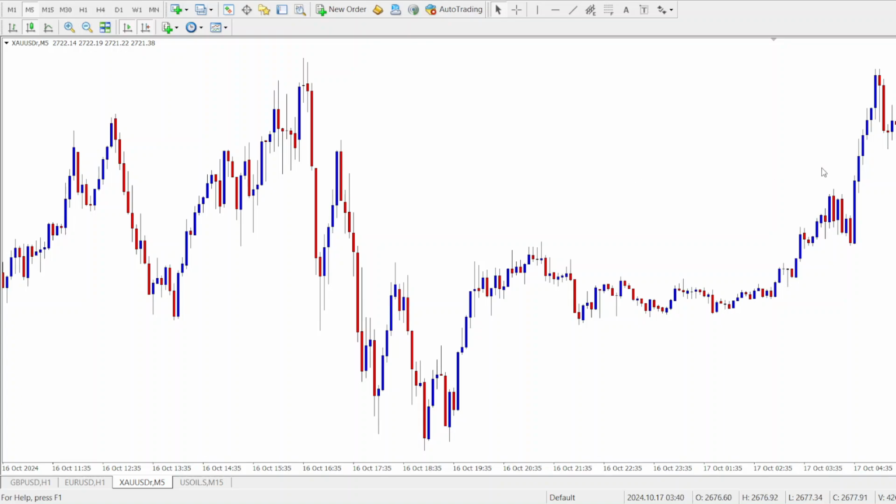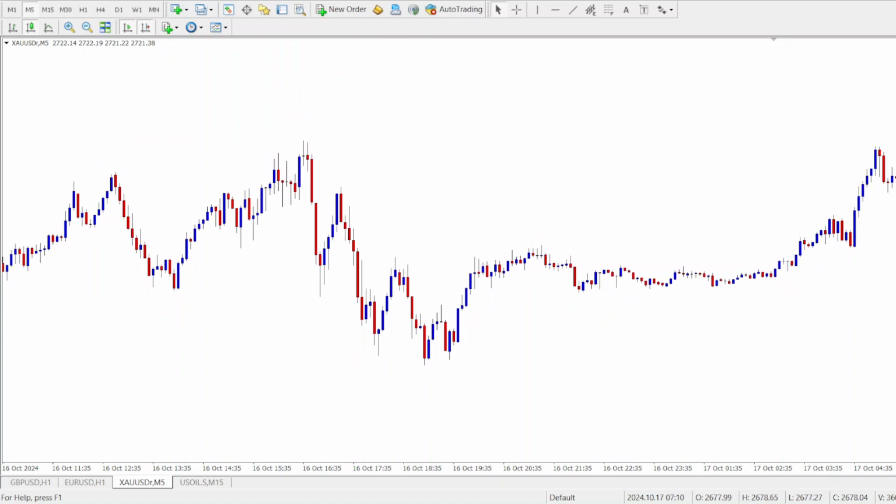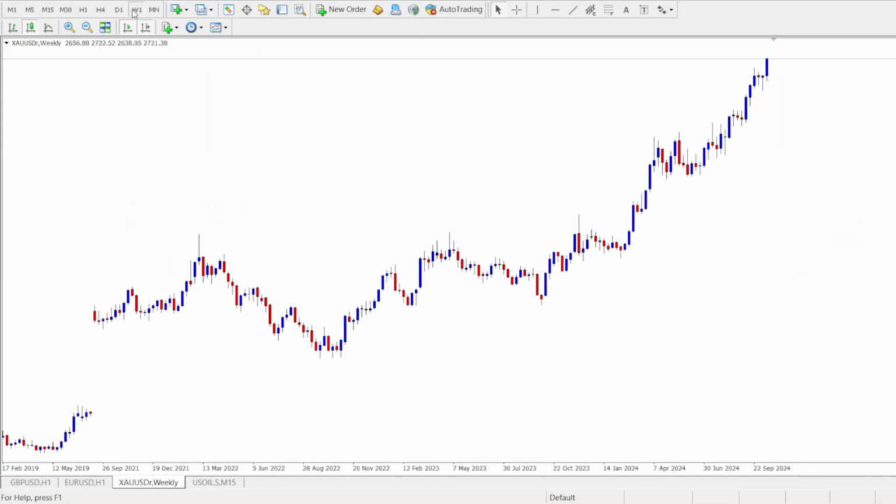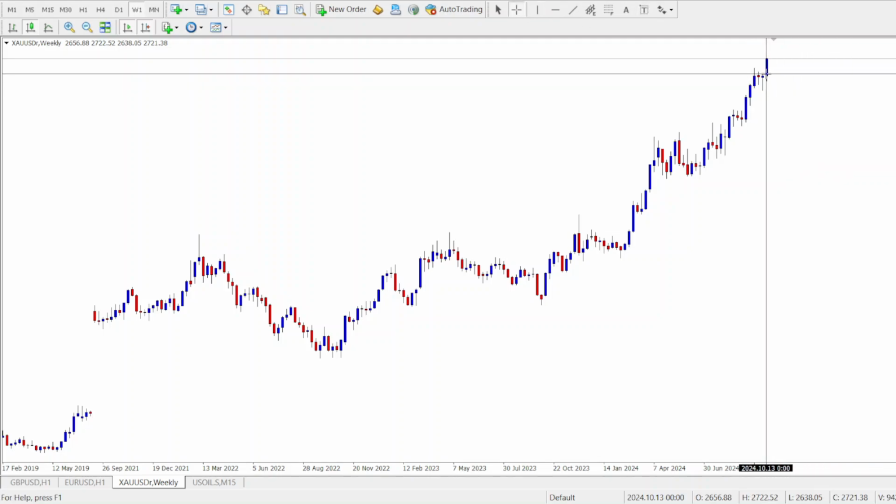By gathering the required data, we need the high. Let's just go to the weekly time frame for this. We need the high, low, and close prices of the previous week to calculate weekly pivot points. So let us check. Let us get the information.